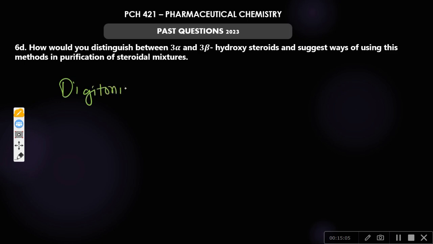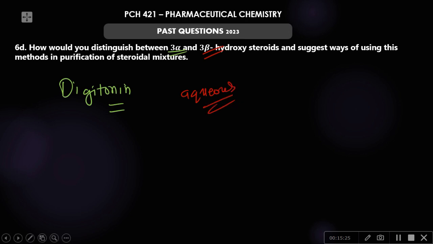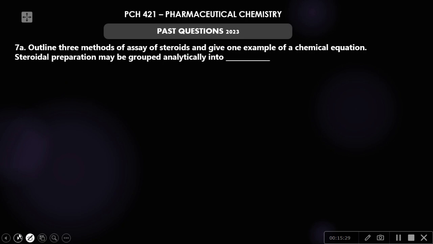Which of them did you say is soluble in digitonin? Alpha. And then we said that beta is insoluble, right? Beta is what? Insoluble. So this one will form a precipitate with what? Aqueous alcohol. By so doing, you'll be able to what? Separate them. Is that okay? So we've answered this question.